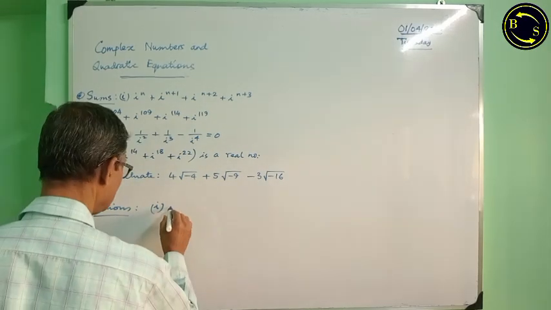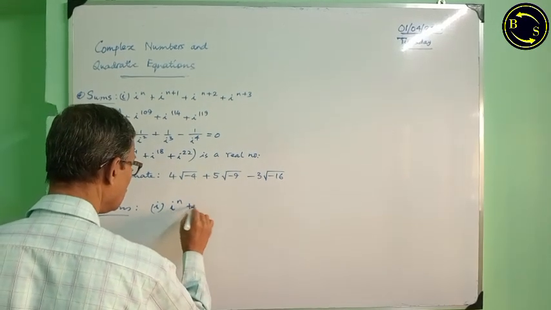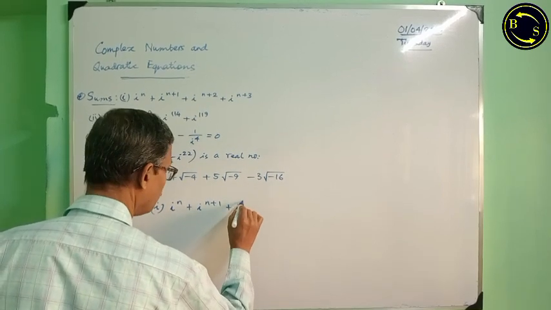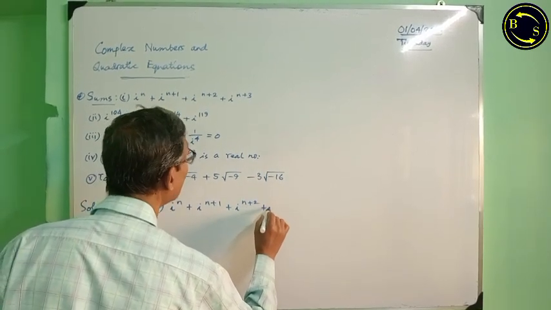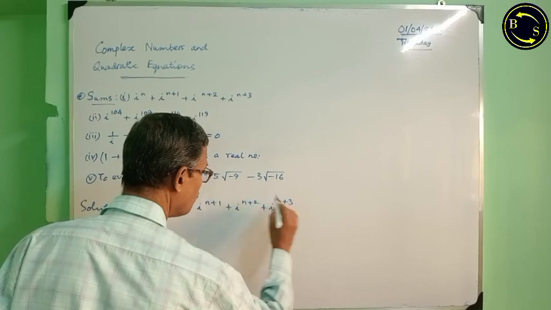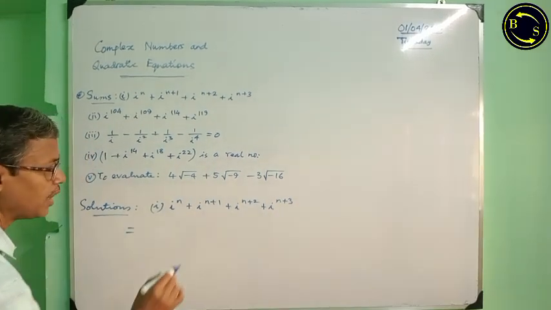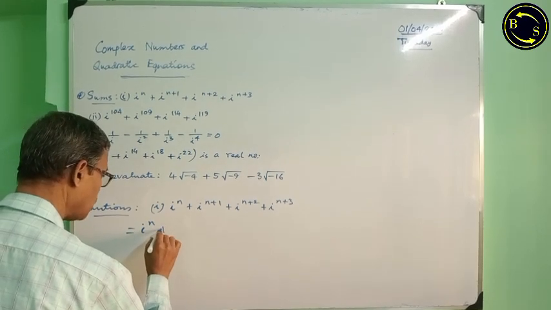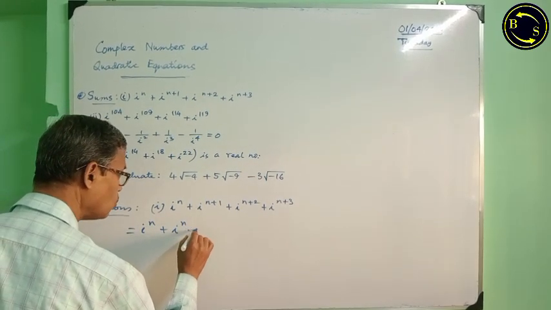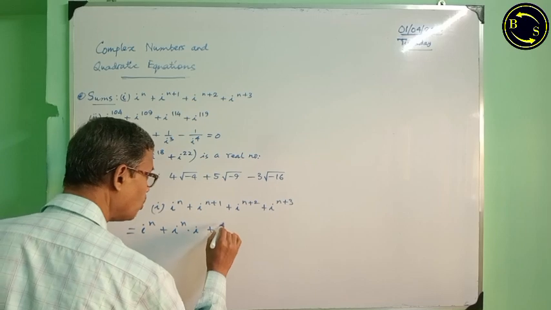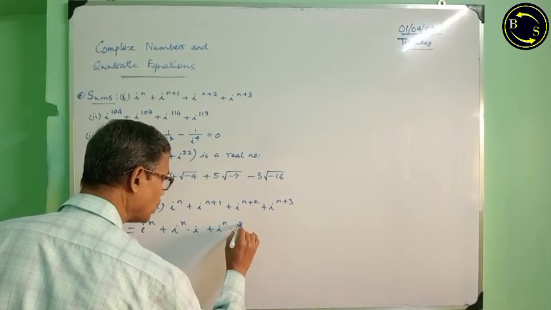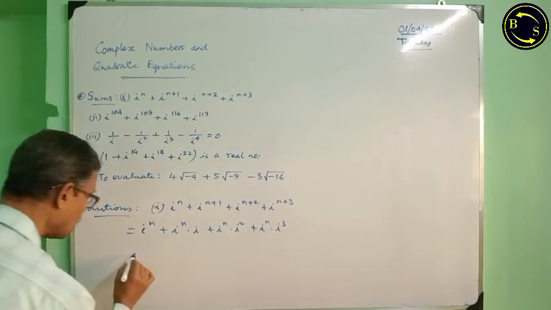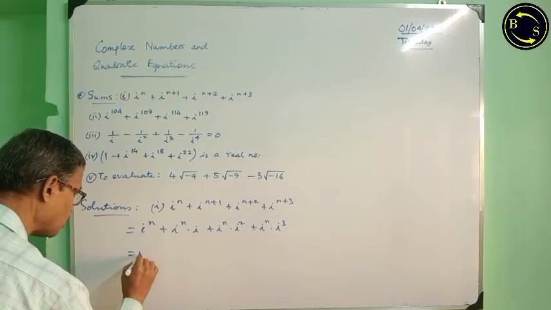Let me write down. Now I apply the law of index: i to the power n plus i to the power n into i plus i to the power n into i square plus i to the power n into i cube. Now i to the power n is a common factor.